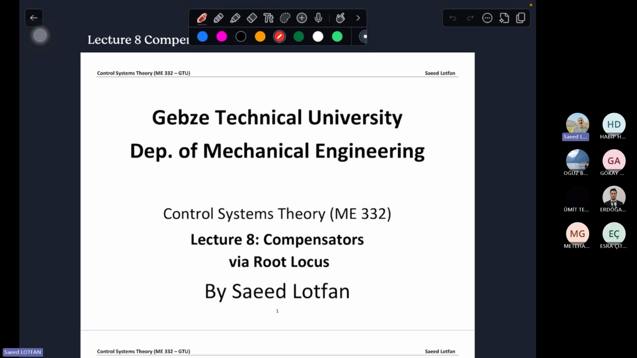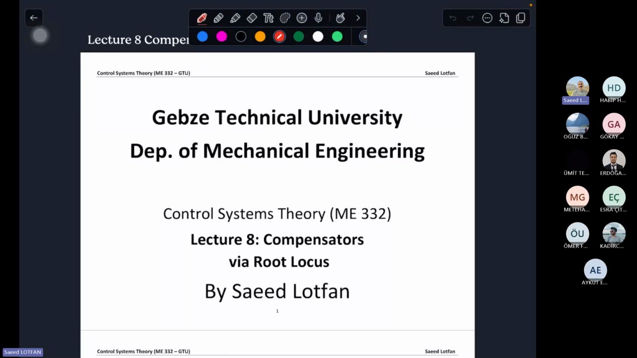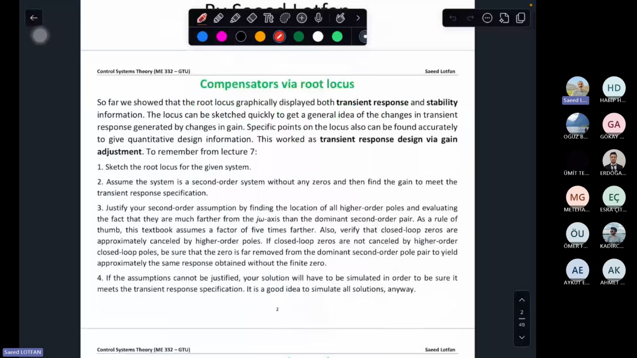We're going to discuss the compensators via root locus today. Last week we understood how to draw root locus and understand what is its meaning. We saw that we were varying the gain from 0 to infinity for positive gains and draw the locations of the closed loop systems' roots or poles.